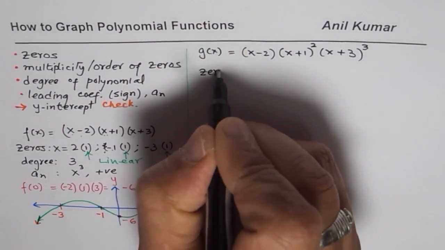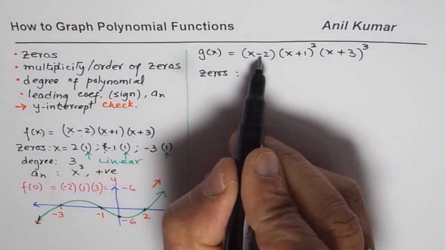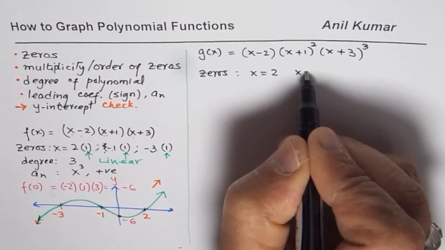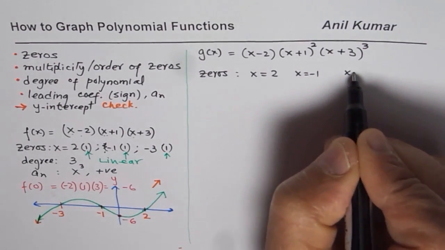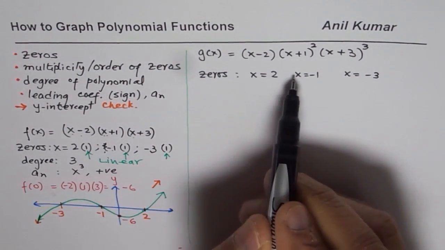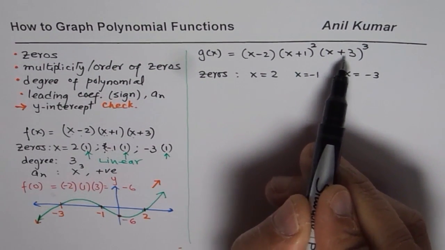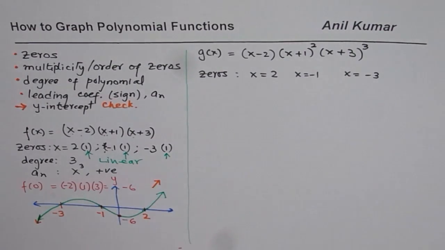So the zeros for this particular function will be: this 0 is at x equals 2. This one is at x equals minus 1. This one is at x equals minus 3. That is to say, if I write minus 3 here, this factor will be 0. 0 times anything is 0, right?